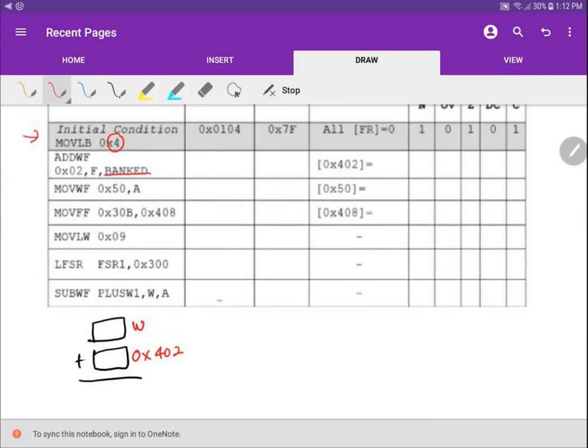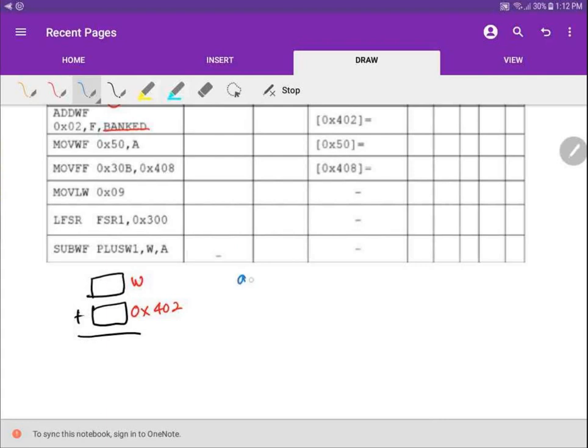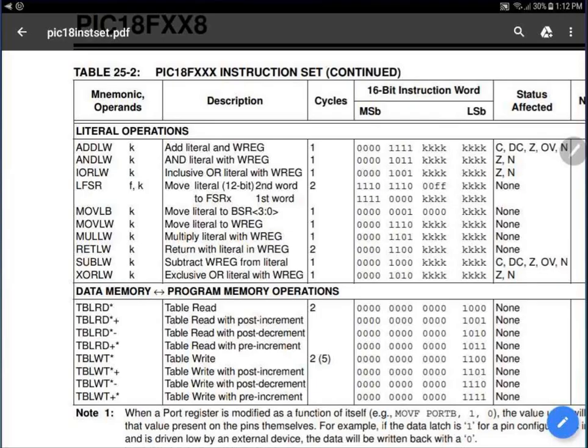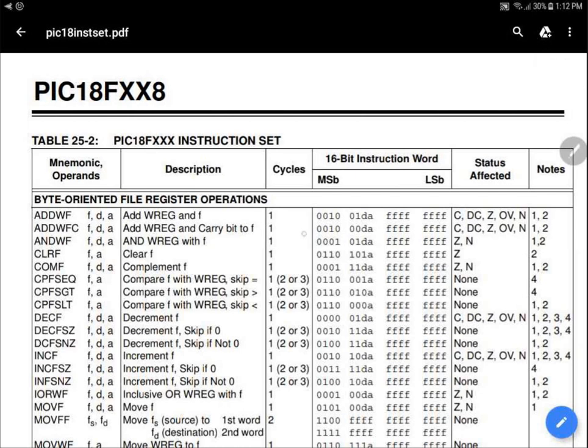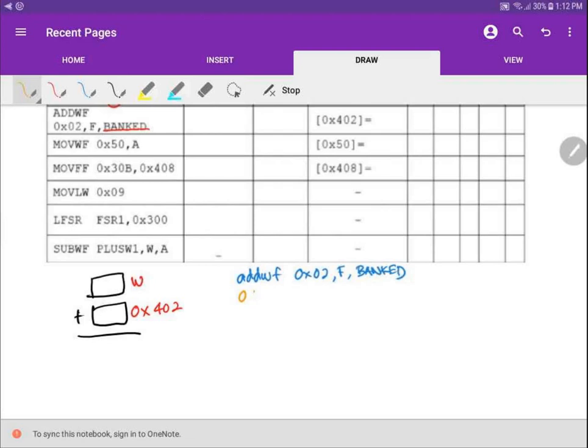Okay, the first step is you need to find out what is the machine code. So you write down the instruction ADDWF hex 02, banked. So next, you go to your instruction set to write down what is the machine code for ADDWF, which is 001001DAFFFFFFFF. Are you all following? So what is the instruction? 001001DA, then eight F bits.